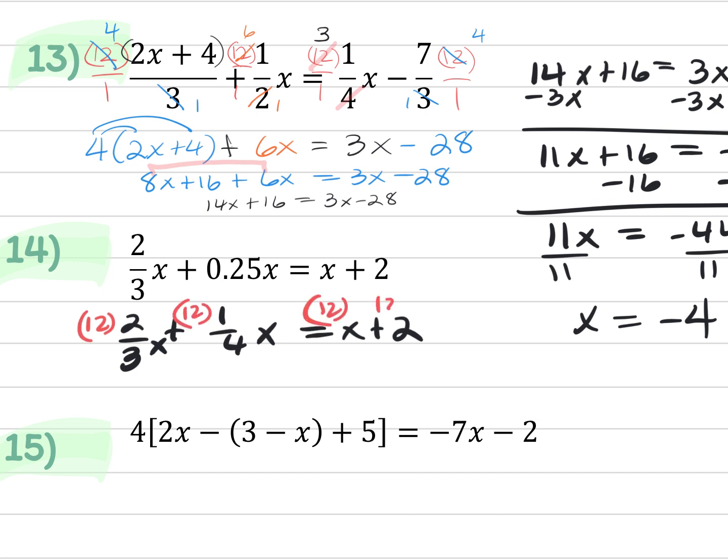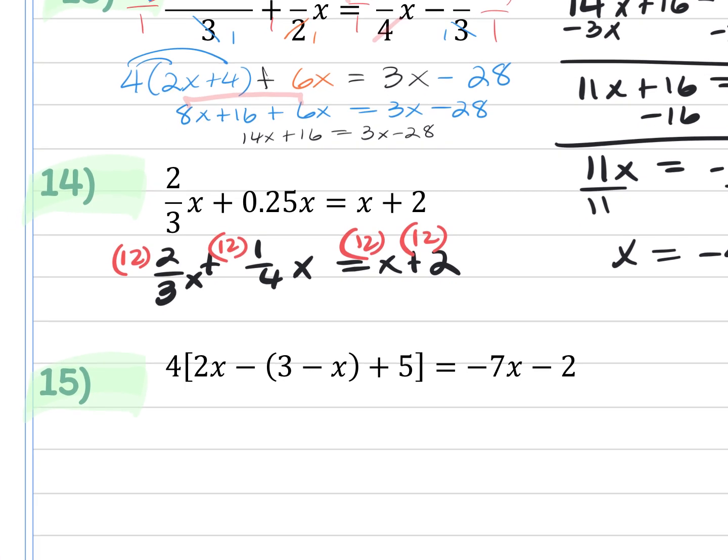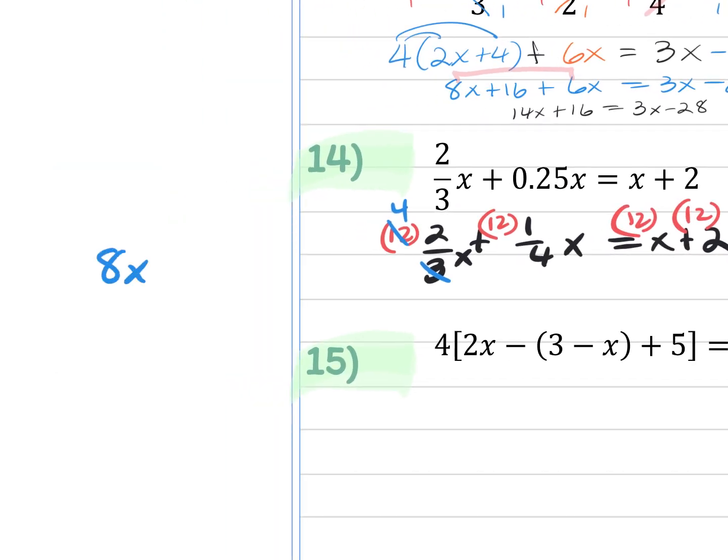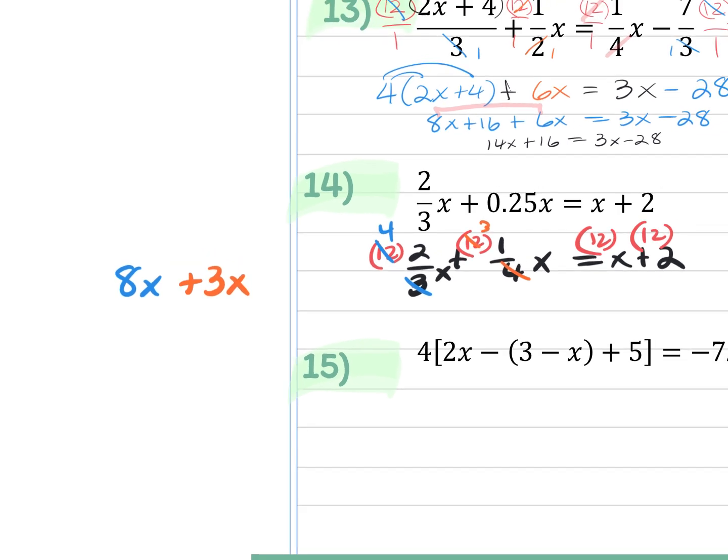Even the other side. So then the first one will simplify. 12 divided by 3 is 4. And then 4 times 2x is going to give me 8x. I'm going to write it over here to the side. Then the next one, same thing. 12 divided by 4 is 3. So then this one becomes 3x. Over on the other side, nothing simplifies. So I'm just going to multiply the 12 and the x, and I get 12x, and then the 12 and the 2, and get 24.